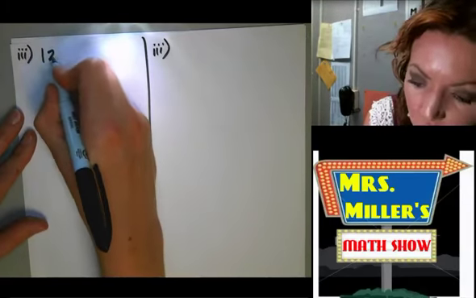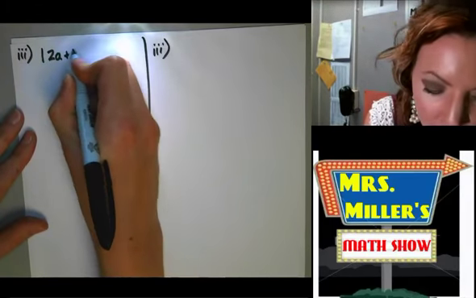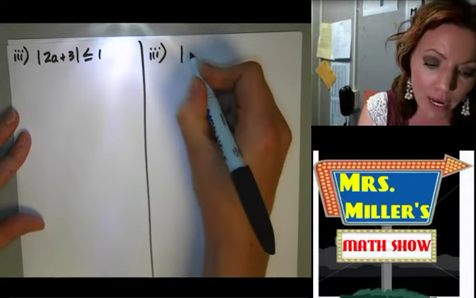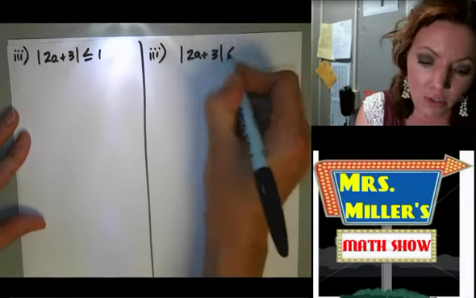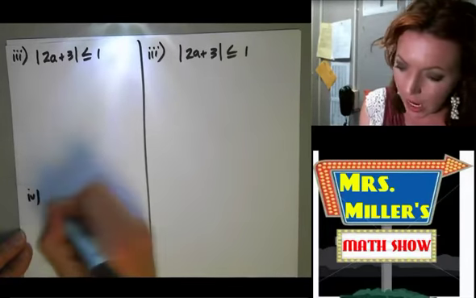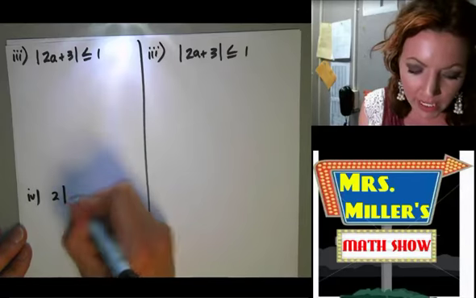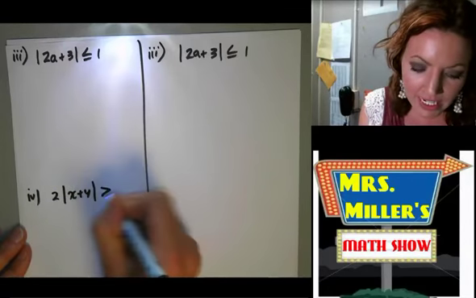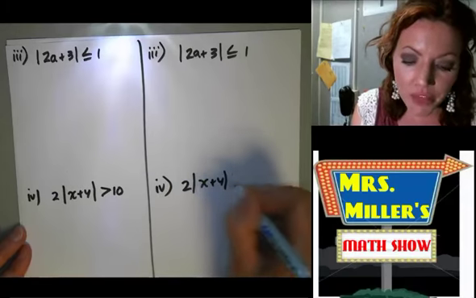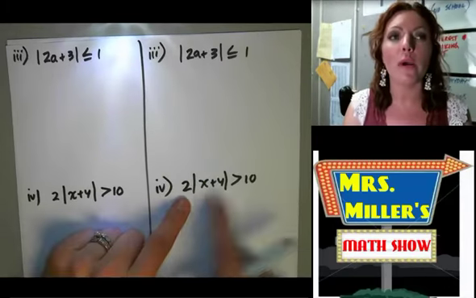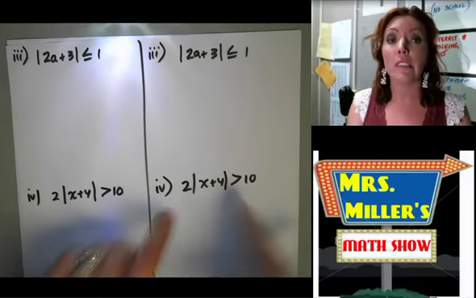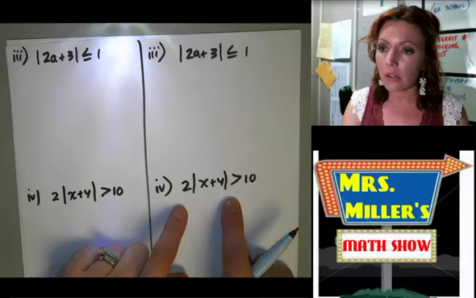So the absolute value of 2a plus 3 is less than or equal to 1. Then we've got 2 times the absolute value of x plus 4 is greater than 10. On this one, I just want to make a note that you always want to have the absolute value completely by itself before you do anything with it. Okay, so there's a way to do that here.